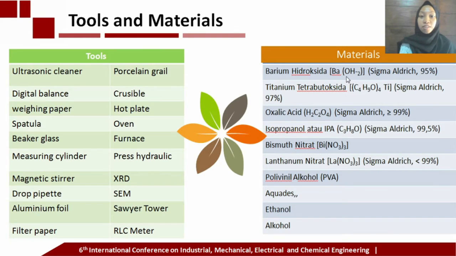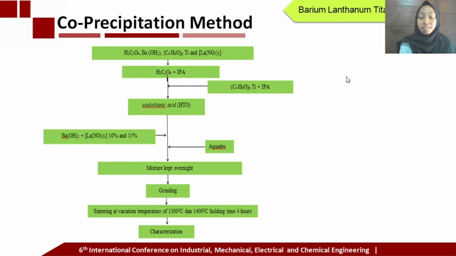These are several tools and materials that we use. This is the sequence of the co-precipitation method. First, we have to prepare our raw materials. They are oxalic acid, barium hydroxide, titanium tetrabutoxide, and lanthanum nitrate. Dissolve oxalic acid into isopropanol, dissolve titanium tetrabutoxide into isopropanol and mix it into the first solution, and they form oxalotitanic acid.